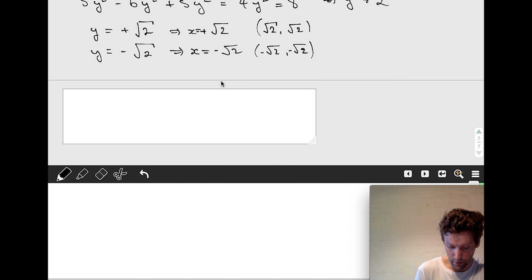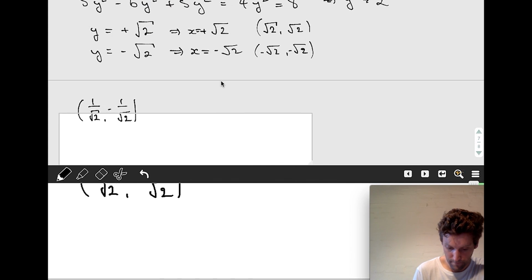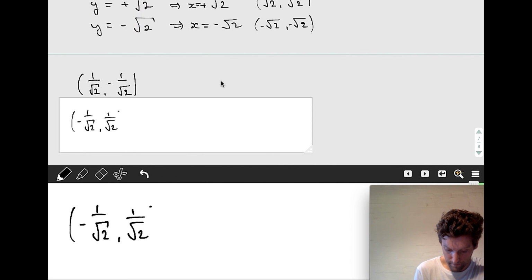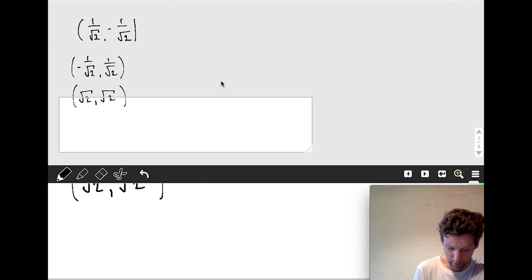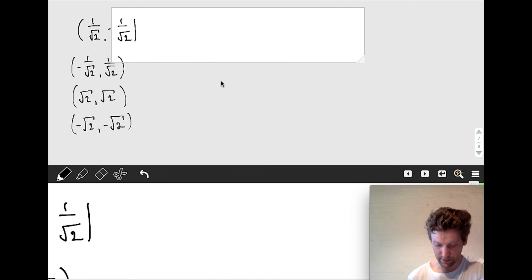Let's gather them all together and see which of them is the maximum distance and which one is the minimum distance. So we have the points 1 over root 2, minus 1 over root 2, the point minus 1 over root 2, 1 over root 2, and I have the point square root of 2, square root of 2, and I've got the point minus the square root of 2, minus the square root of 2. So we want to find the distance. So the distance again was the square root of x squared plus y squared.